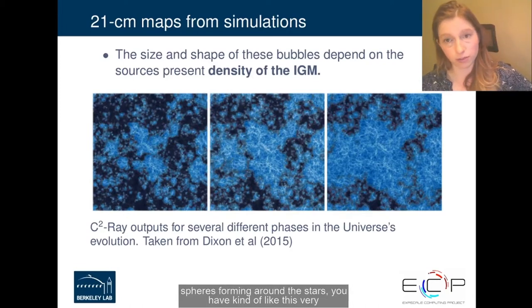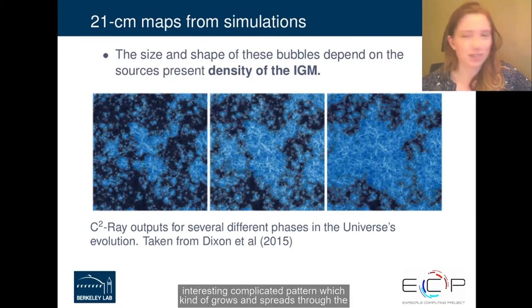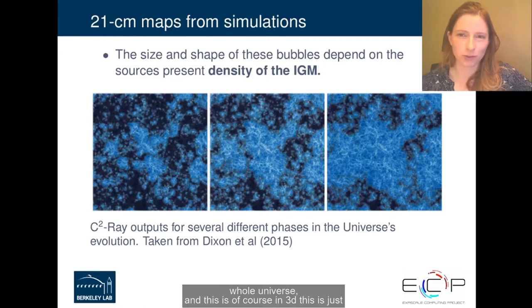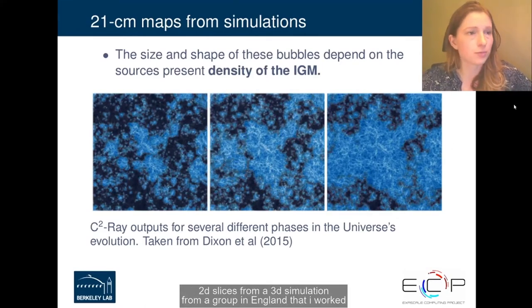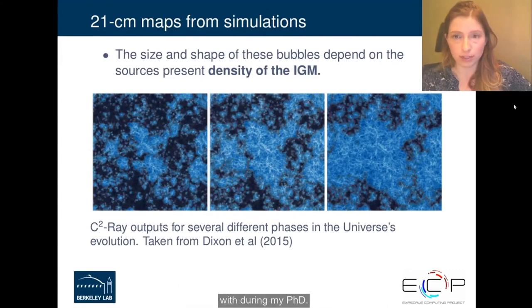So you don't have spheres forming around the stars, you have this very interesting complicated pattern which grows and spreads through the whole universe. And this is of course in 3D, this is just 2D slices from a 3D simulation from a group in England that I worked with during my PhD.